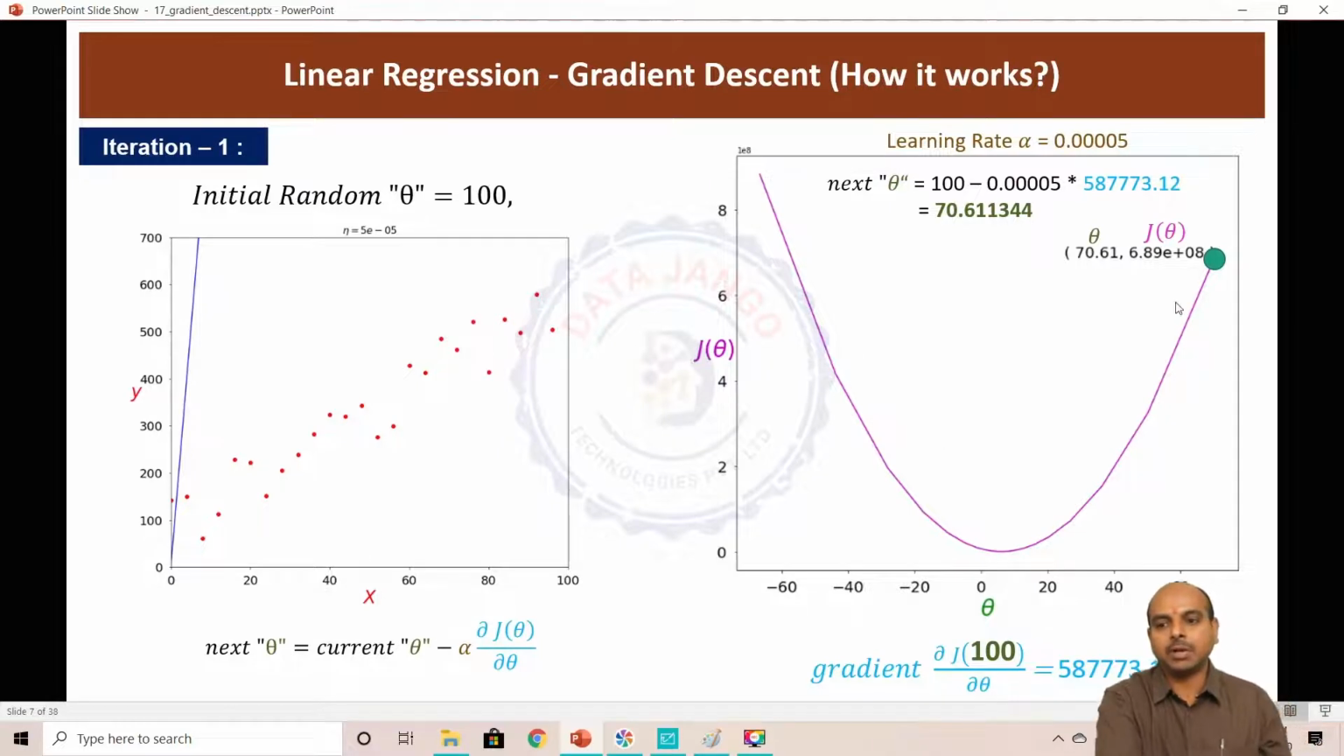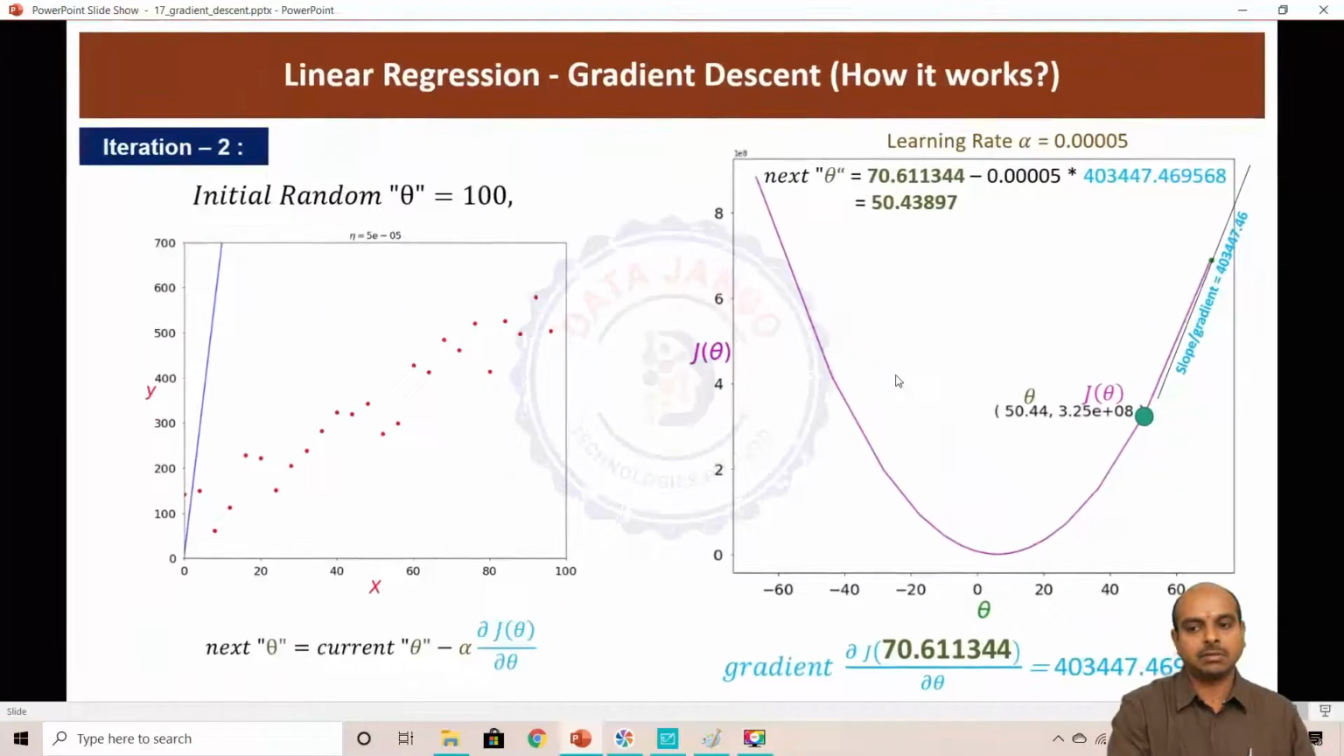So in the next step, what we did, at 100 we calculated the slope of the tangent, and it is 587,773, and we multiplied it with alpha and reduced it. So from 100 it moved to 70. In the next iteration, we will calculate the slope at 70 and subtract that slope from the 70 by multiplying with alpha. So we will find the next theta. So we found the next line.